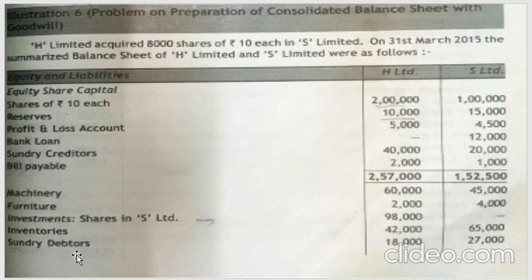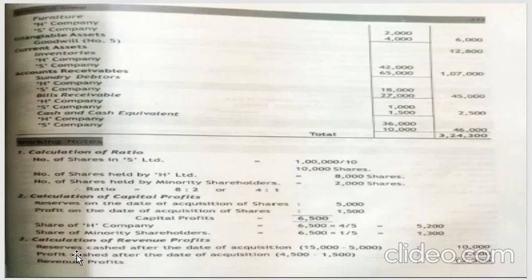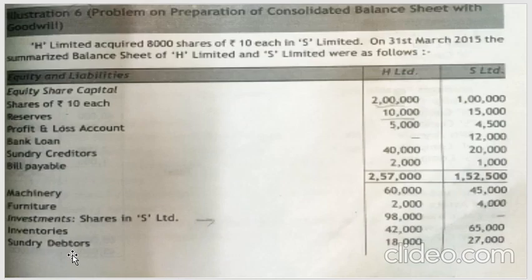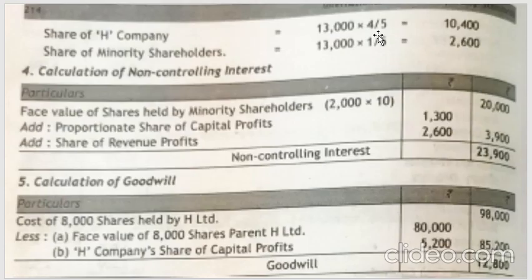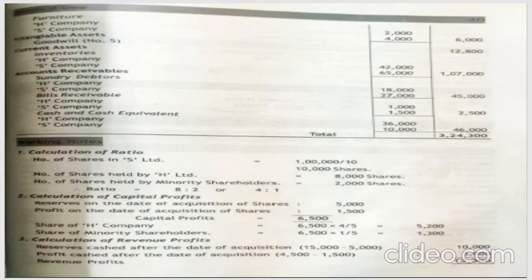Under fixed assets, tangible assets: machinery of 60,000 and 45,000 is recorded, which will give you a total of 1,05,000. Next we have furniture of H and S, 2,000 and 4,000, which has been recorded. 2,000 and 4,000 will give a total of 6,000. After tangible assets, we have intangible assets, which is nothing but your goodwill. We have got the goodwill amount in your working note 5, which is 12,800. Please mention working note number 5, which is 12,800.